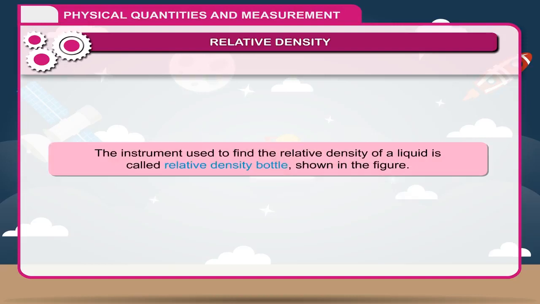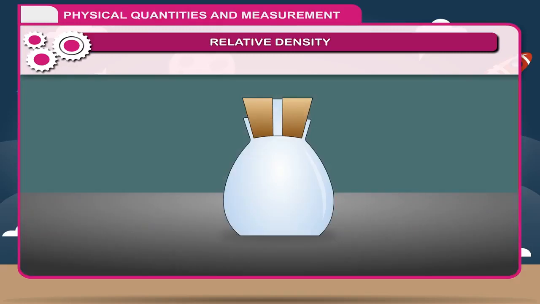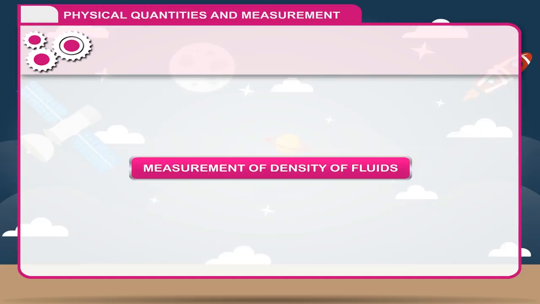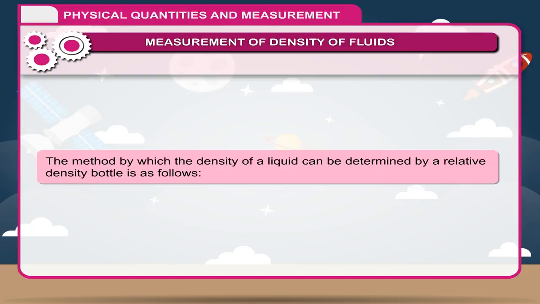The instrument used to find the relative density of a liquid is called a relative density bottle, shown in the figure. It is a small glass bottle which has a stopper with a fine hole. This bottle is used to find the mass of equal volumes of liquids. Measurement of density of fluids. The method by which the density of a liquid can be determined by a relative density bottle is as follows.